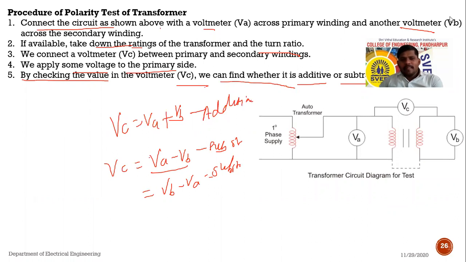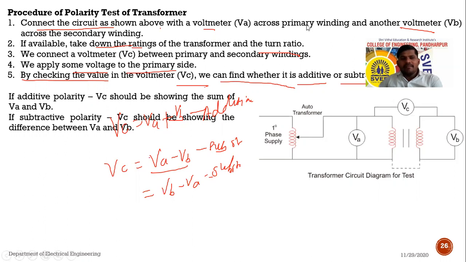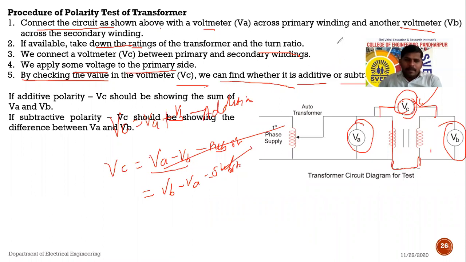So here it is, the connection diagram. It shows how it can be connected. We are using a single phase supply, varying the supply voltage. One voltmeter is connected across the primary, and another voltmeter across the secondary. These two terminals are commonly connected. Across the remaining two terminals, one voltmeter VC is connected, and by observing the value of VC, we tell whether there is additive polarity or subtractive polarity. Okay, getting all of you? Connection diagram also?